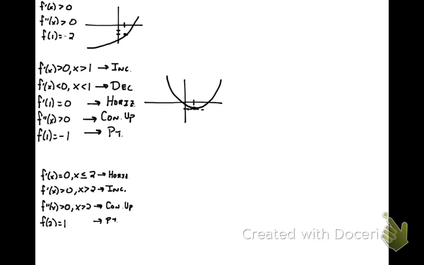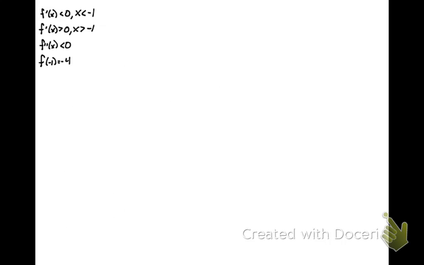Using this information, if we tried to sketch a graph, it might look something like this. We know that when x is 2, our function's value is 1. It should be horizontal into 2, and after 2 should be increasing and concave up, perhaps looking something like this. Let's consider the next example.